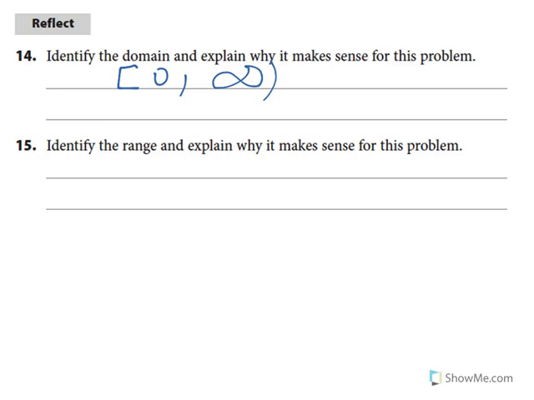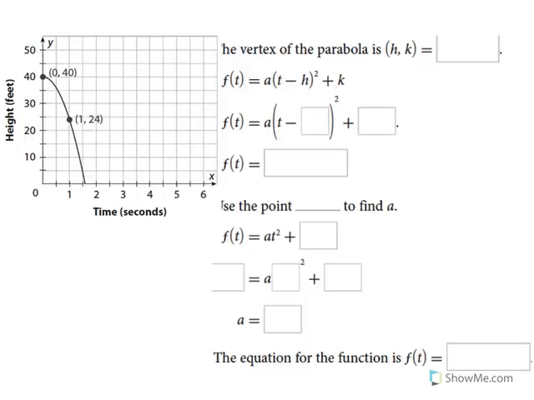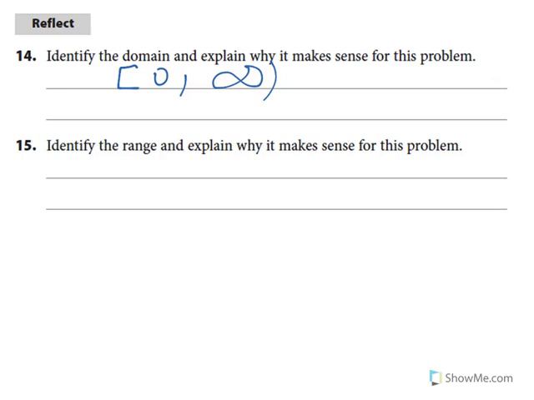And identify the range and explain why it makes sense. If we go back and look at our graph, it starts from 40, and the graph will fall down, right? Okay, so then the range, let me change that. So the range is from negative infinity up to 40, and it is including 40 because the rock starts at 40 feet above the ground.